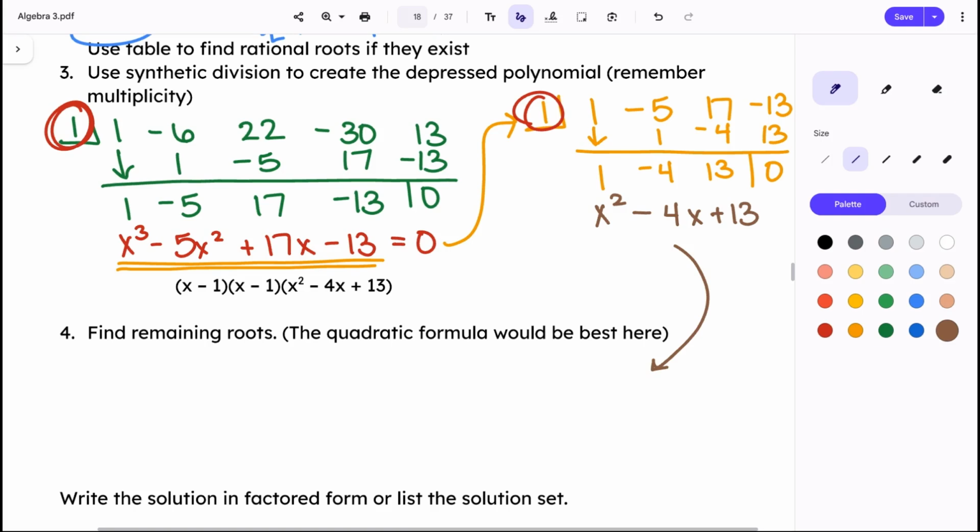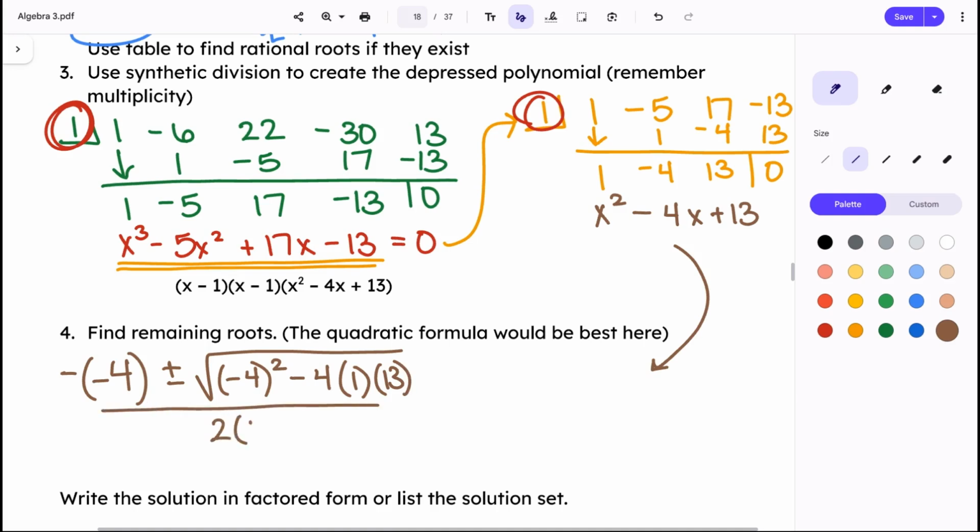So what number goes in for B? 4. And it is a -4 up here. So if you write it like opposite of B, it would look like that, and it becomes a +4. Plus or minus -4 squared minus 4. What's my A? And C? And this is all over 2A, so 2 times 1. So this becomes 4 plus or minus.